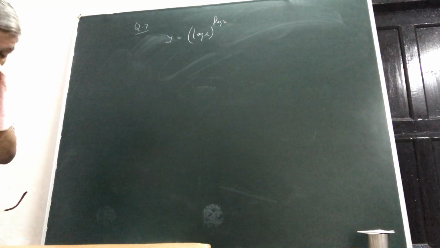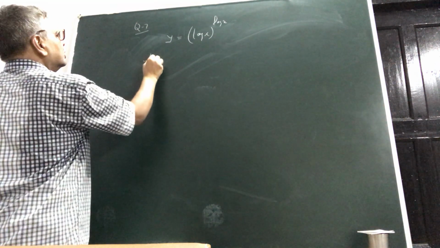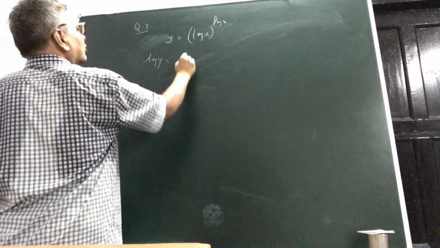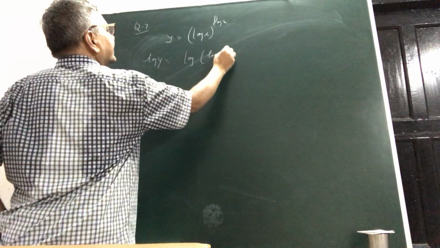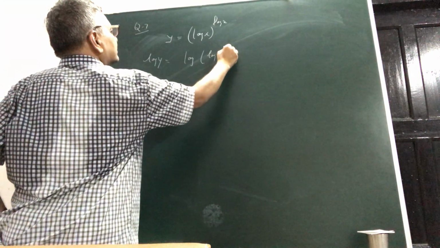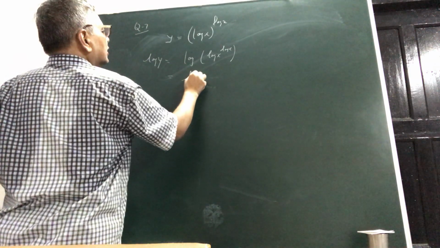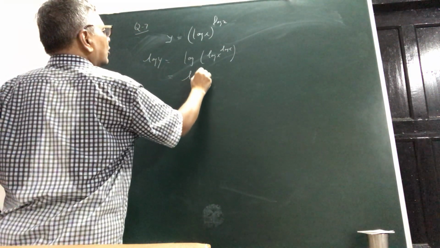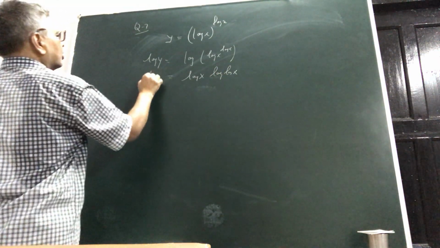So what we will do is that we will be taking the log of both the sides. So log y will be equal to what? Log of log x raised to power log x. So log m raised to power n will fetch you what? n log m, so log x into log log x. So this is what log y is.